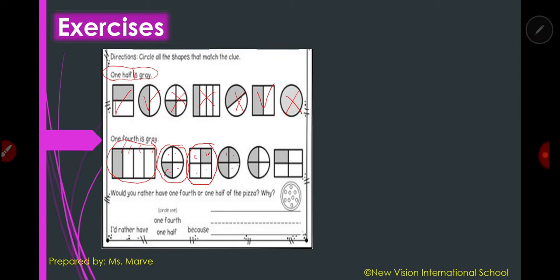How about here? 1, 2, 3, 4. It has 4 parts, but 3 parts are colored out of 4. So this is wrong. Here, it's also 1, 2, 3, 4. 4 parts, but 2 parts are colored. So this is not correct. Here, 1, 2, 3, 4. Okay, 4. One part is shaded. So 1 out of 4. This is correct. Okay, here.